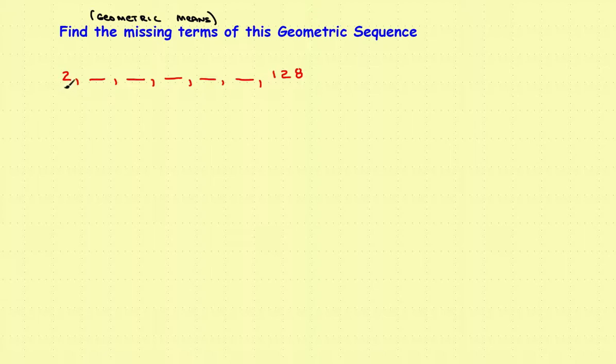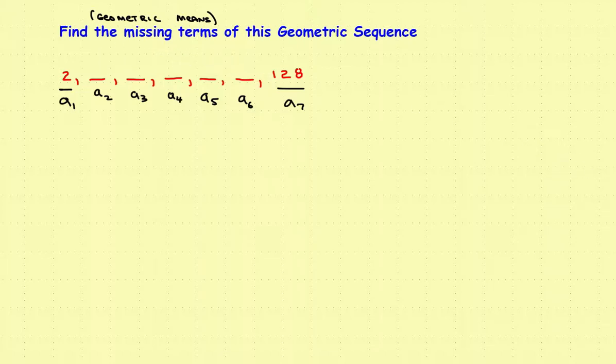Now, in this case, we'll go ahead and label things again. So what I know is the first term. Here would be the second one, the third one, the fourth one, a sub 5, a sub 6, and finally out here, a sub 7. So what I want to do is to find the terms in between. And to find those, I've got to find the common ratio.